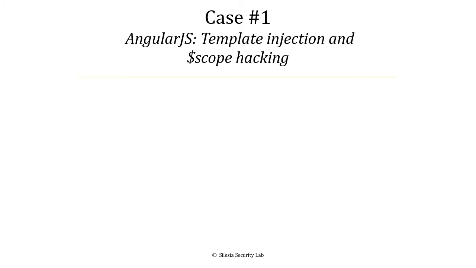Okay guys, let's start with case number 1, AngularJS template injection and scope hacking. In this case and in the upcoming 2 cases, I'm going to focus on AngularJS, which is a very popular JavaScript framework that implements MVC. It's really popular. And the more you know about different technologies, the more bugs you can find, and the more bugs you can find, the more money you can earn, and this kind of stuff, right?